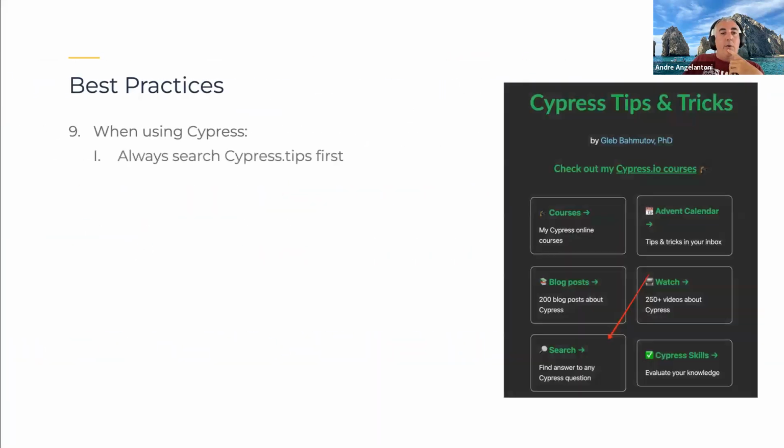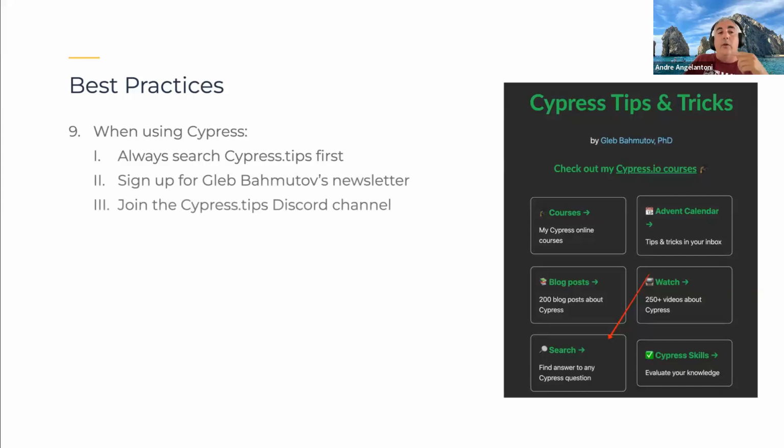Okay, so more best practices. When using Cypress, always search cypress.tips first. This is Gleb Bahmutov's website, and it's excellent. He has hundreds, it might even be approaching 1,000 videos and blog posts. If you can't find how to do something in Cypress in there, he's very accessible. Go to one of his other venues, like maybe his Discord channel, and ask how you do this. A lot of times he's going to suggest kindly, search first. Did you search Cypress tips? Because it's an astonishing library he's created there.